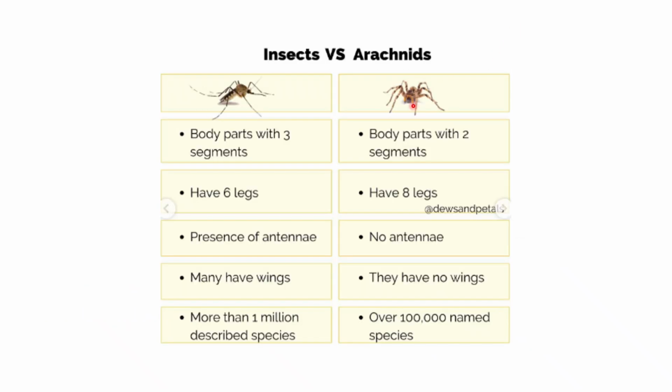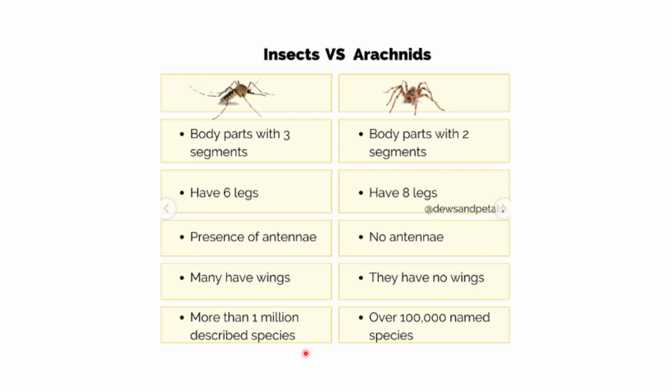These are the key differences between the insects and the arachnids. For the body segments, we have three for the insects: the head, the thorax, and the abdomen. For the arachnids, we have the gnathosoma and the idiosoma for the mites and the ticks. For the number of legs, we have six legs for the insects, eight legs for the arachnids. For the antennae, it is present in the insects while it is absent in the arachnids. For the wings, many insects have wings. They have no wings for the arachnids.